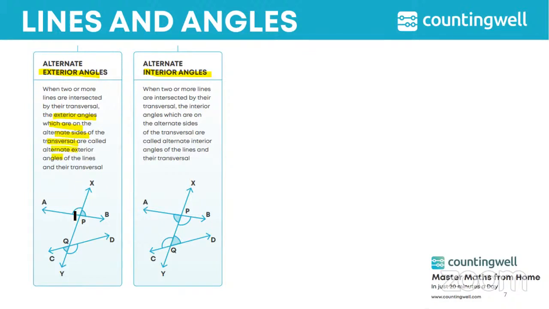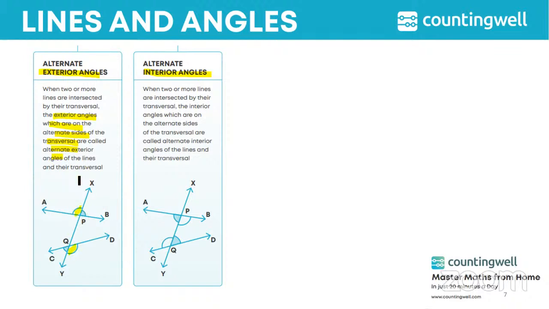So here you can see there are four exterior angles, that is angle APX, XPB, CQY and YQD. And which one are alternate? Alternate ones are XPB and CQY, or APX and YQD.